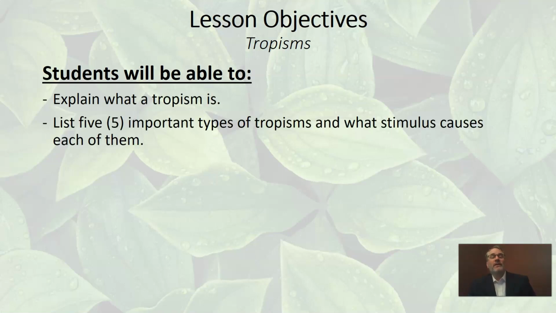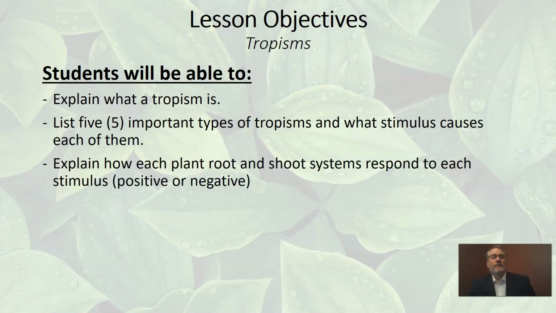I also want you to be able to list 5 important types of tropisms and what stimulus causes each of them. So name the tropisms, but then be able to say what stimulus, what change in the environment, causes this response in a plant. I want you to explain how each plant's root and shoot systems respond to a stimulus. In other words, I need you to be able to identify, are the roots having a positive response or a negative response? Is the shoot having a positive response or a negative response?